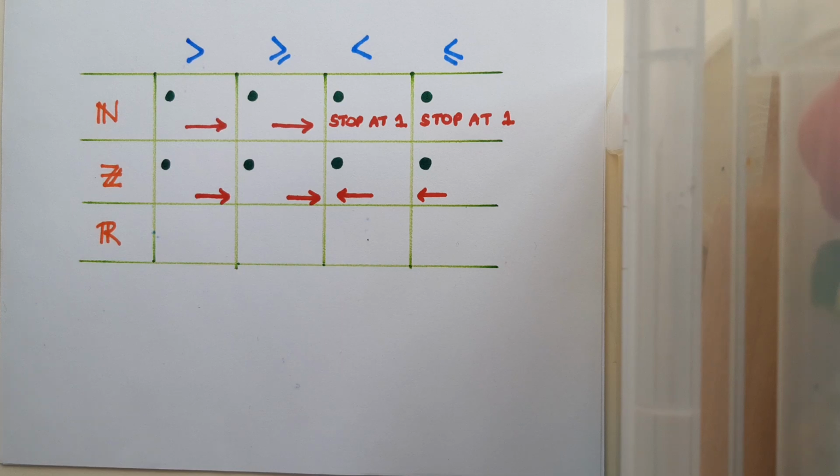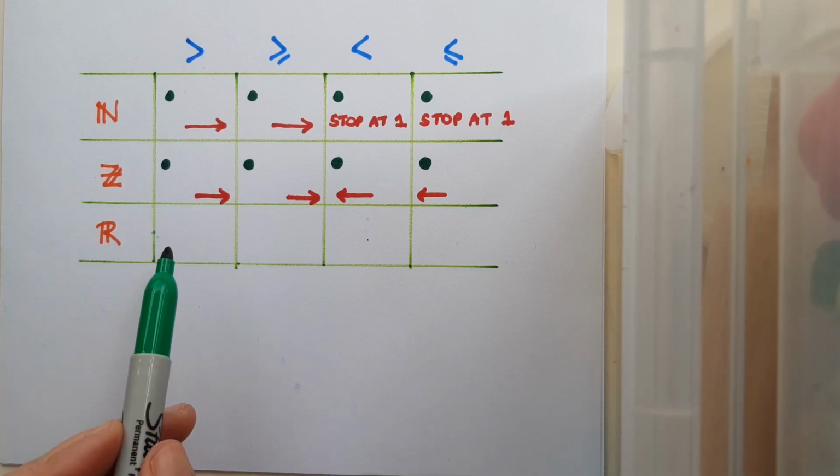Integers are also pretty straightforward in that I'll just use dots no matter what the symbol. And if I've got greater than symbols, I should have an arrow pointing to the right at the end of my number line to indicate that I can continue marking values to the right. And if I have less than or equal to, I should have an arrow pointing to the left at the end of my number line to indicate that I could continue to mark values to the left into the negative numbers.